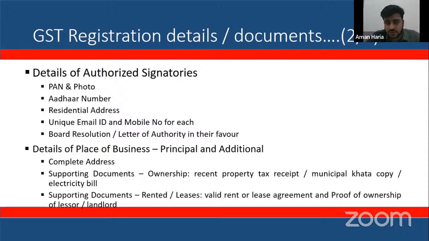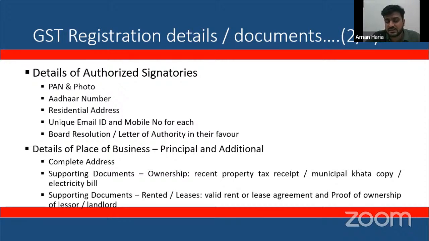So once you have given the details of the address of place of business, in case that premise is basically owned by you yourself, then you need to give a property tax receipt, municipal khata copy, or an electricity bill, and the details as mentioned on these supporting documents should match with the details that you have actually entered for your place of business.